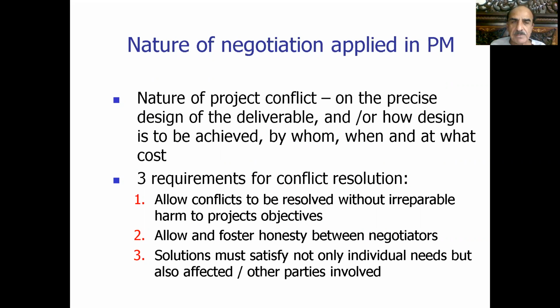Now, in project management, the nature of project conflict and the precise design of the deliverables, and how the design is to be achieved by whom, when, and at what cost. So this is very important. And the three requirements of conflict resolution are: first, allow conflicts to be resolved without irreparable harm to the project objective. So this must be very important, that the objectives of the project must not suffer through any resolution process. Number two, allow and foster honesty between negotiators. So when you are trying to resolve the issue, try to be honest, to be friendly, and to be acceptable. Third, the solution must satisfy not only individual needs, but also affected other parties involved.